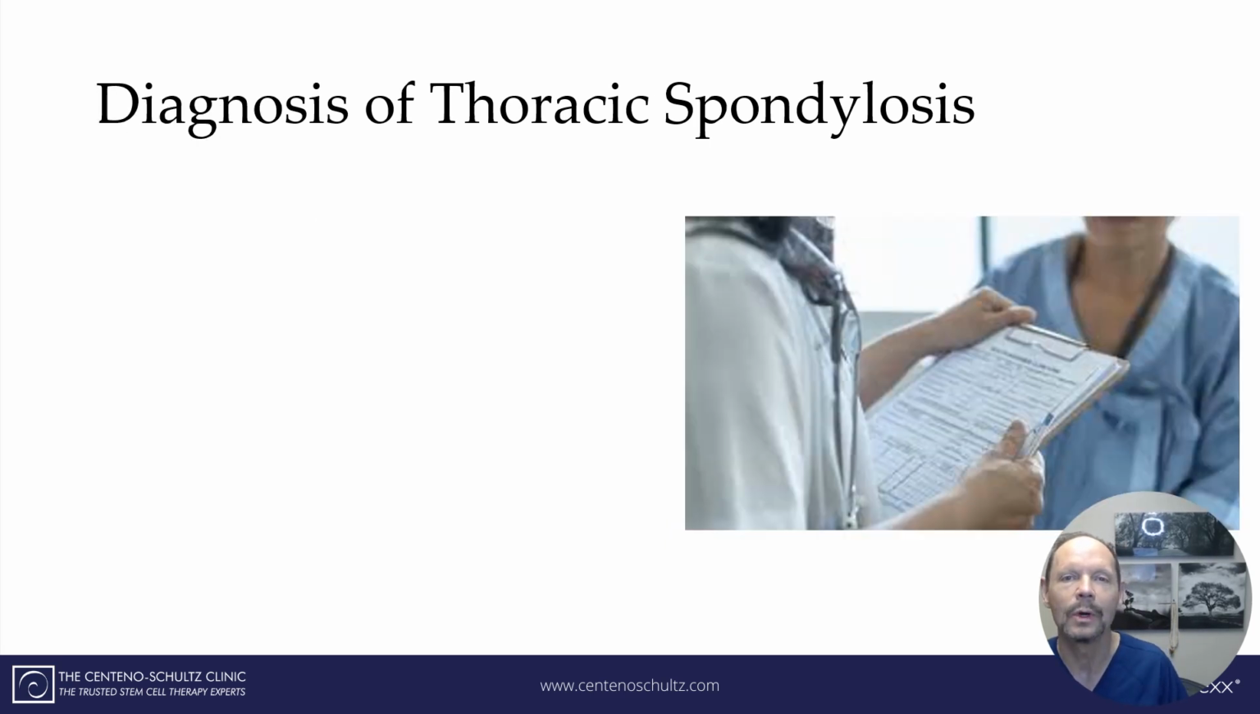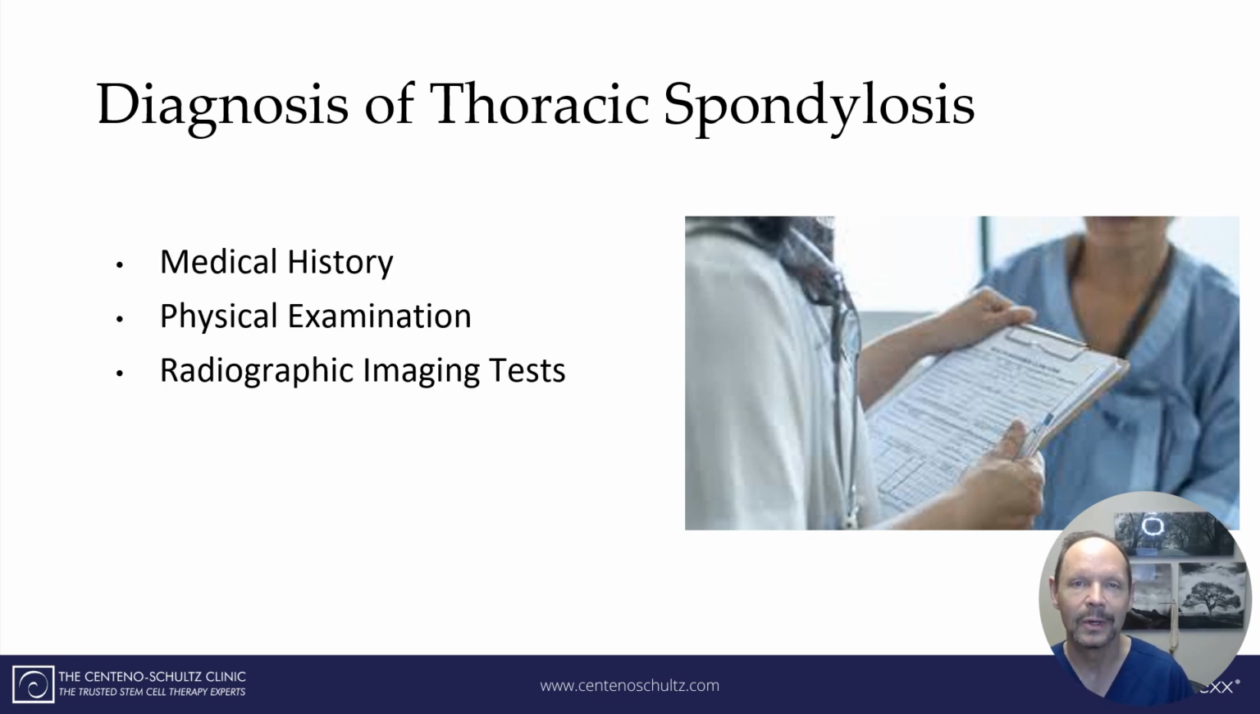So how in the world do you diagnose thoracic spondylosis? Well, it's multifactorial and there are lots of different steps, but it always starts with a good medical history and a thorough physical examination. That's one of the cornerstones here at the Centeno-Schultz Clinic. We spend time with our patients. We listen to their history, what triggered the event, what makes it better, what makes it worse, and we actually touch our patients by performing a thorough evaluation on physical examination. And then there's the question of which additional studies.